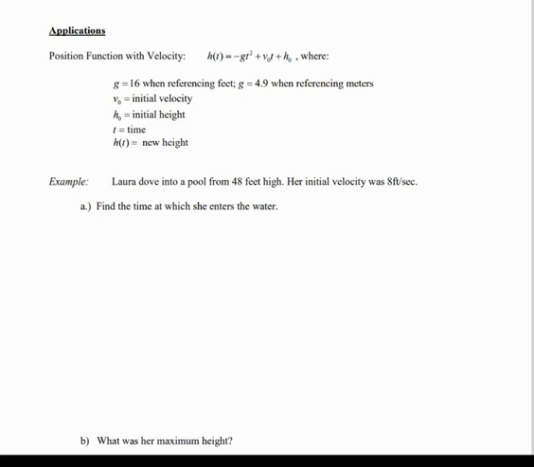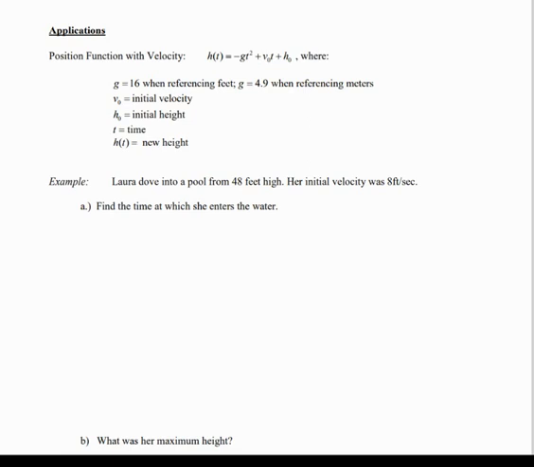So we'll always have a negative out front. Now that g value will either be negative 16 or negative 4.9. When we're talking about feet, so if your problem is in terms of feet, we're going to use 16. So we'll have negative 16. If it's in meters, we use 4.9 for gravity. So that would be negative 4.9. You want to memorize those two numbers.